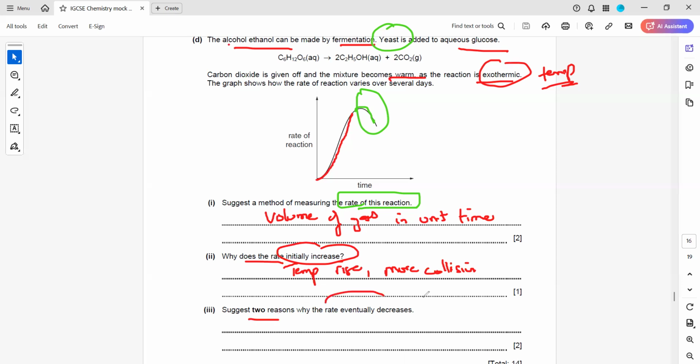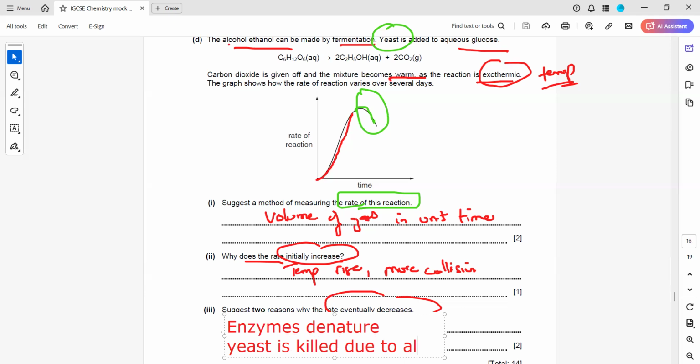Suggest two reasons why the rate eventually decreases. So what are the two reasons? Number one, the enzyme is denatured because of the high temperature. And the second is the yeast is killed due to alcohol. So yeast is killed because of the alcohol.